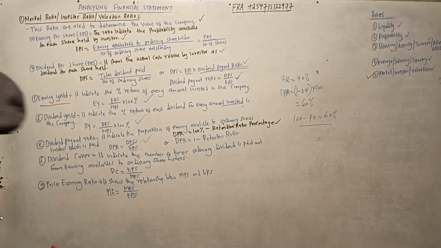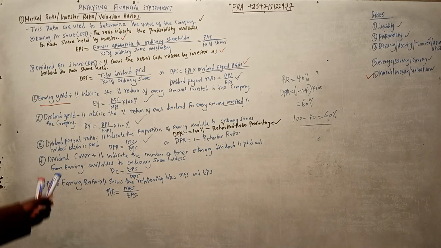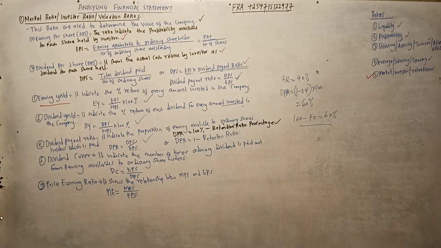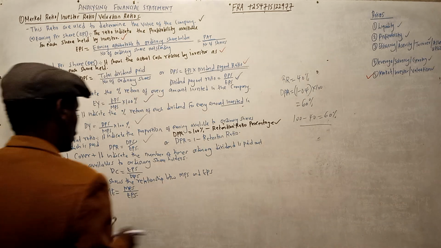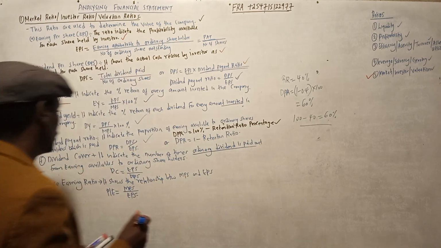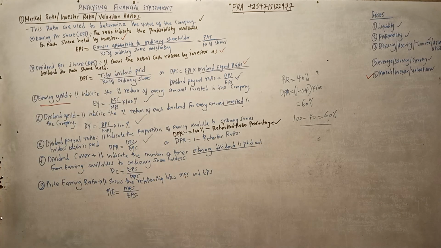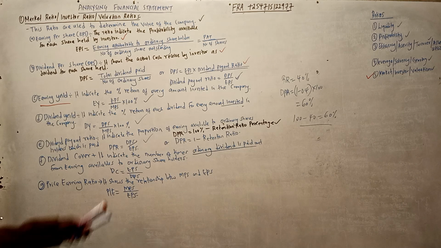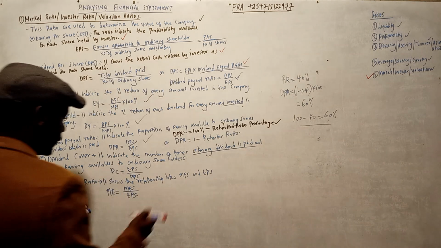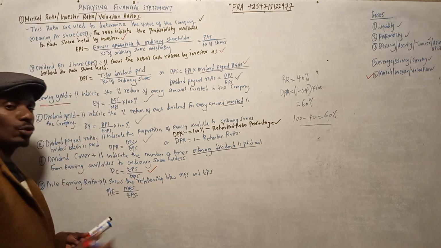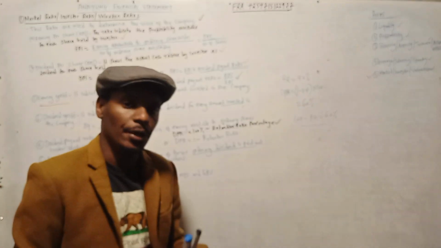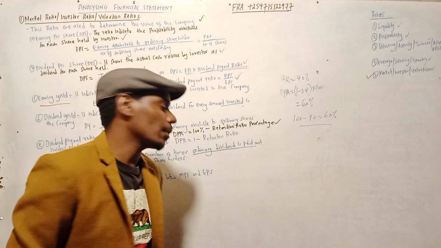Then you have the dividend cover. It indicates the number of times the ordinary dividend is paid out from the earnings. How many times can we pay our dividend from the EPS? That is what we call the dividend cover.